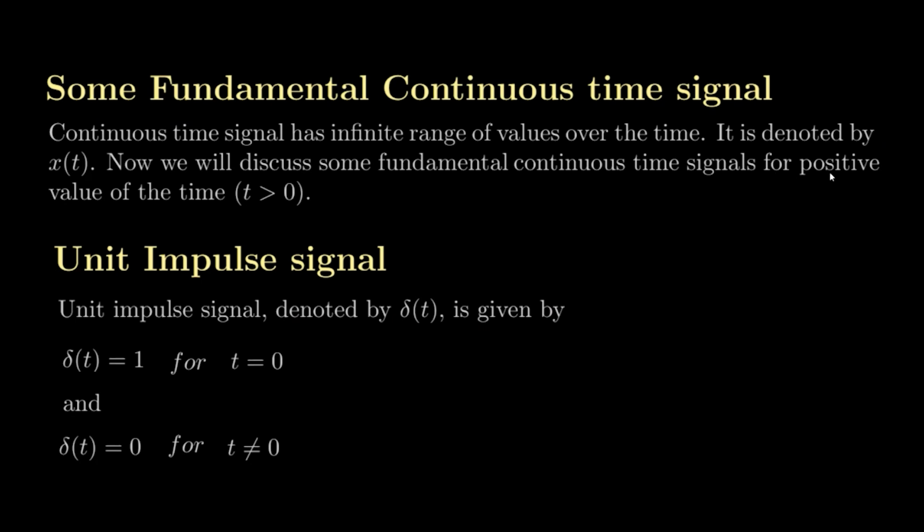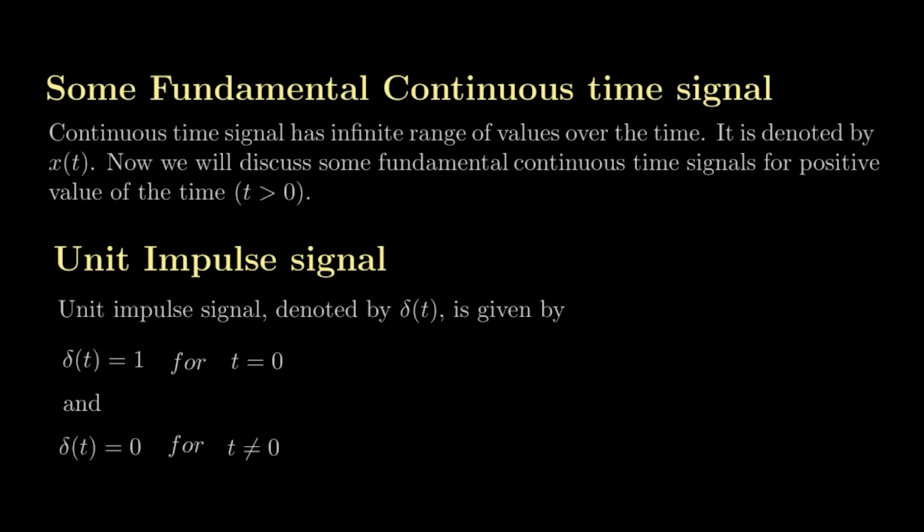For simplicity, in this lecture, we will focus on fundamental continuous time signals for positive values of time, that is, for time greater than zero. Continuous time signals, which are also called analog signals, are generally denoted by x of t. However, depending on the type and nature of the signal, we can use other symbols as well. Let us start with the most basic continuous time signal, the unit impulse signal.